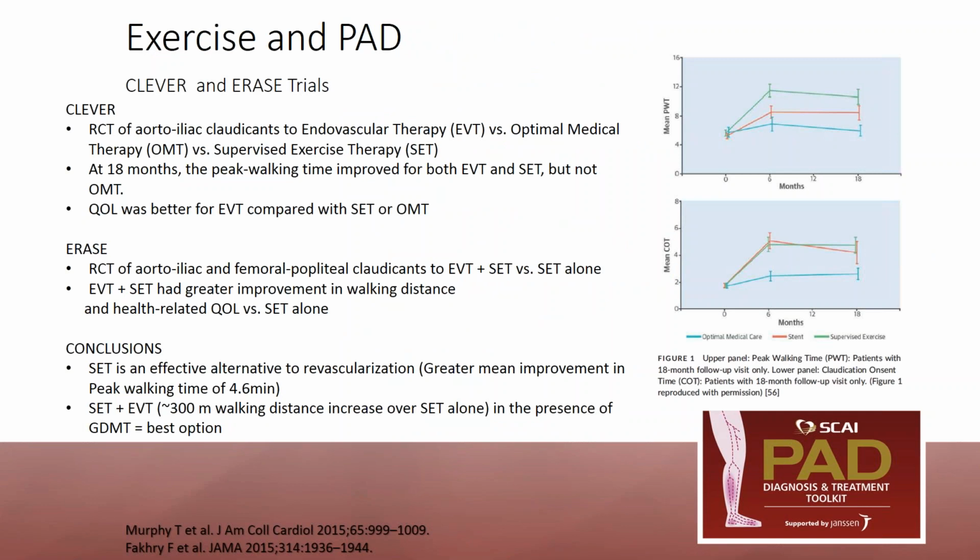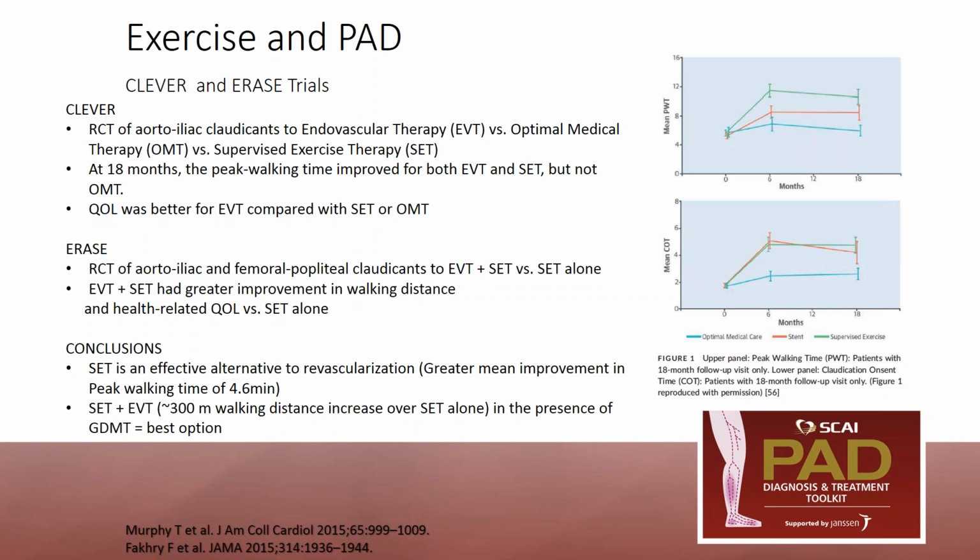Namely CLEVER, which was an RCT of aortoiliac disease, really looking at EVT, or endovascular therapy, versus optimal medical therapy versus supervised exercise therapy. At 18 months, what we've noticed is that patients walk better if they get endo therapy or if they get supervised exercise therapy, but not optimal medical therapy.